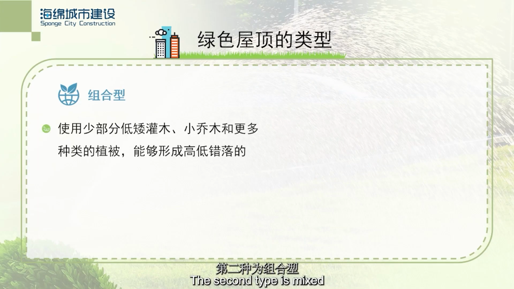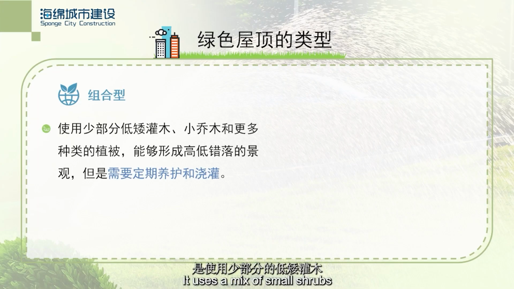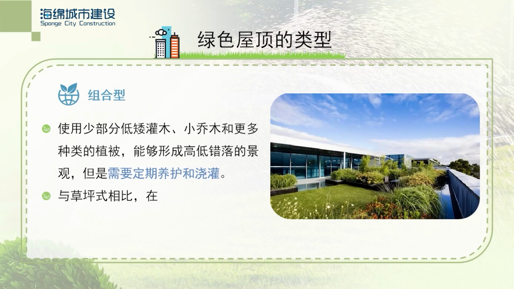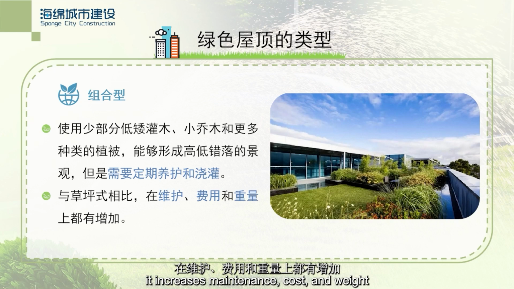The second type is mixed. It uses a mix of small shrubs, small trees, and various other plants, creating a varied landscape, but requiring regular maintenance and watering. Compared to lawn types, it increases maintenance, cost, and weight.